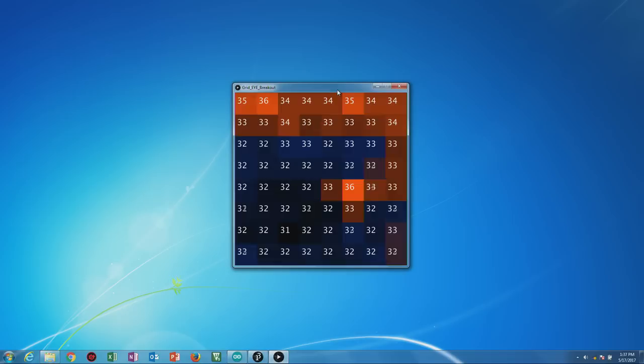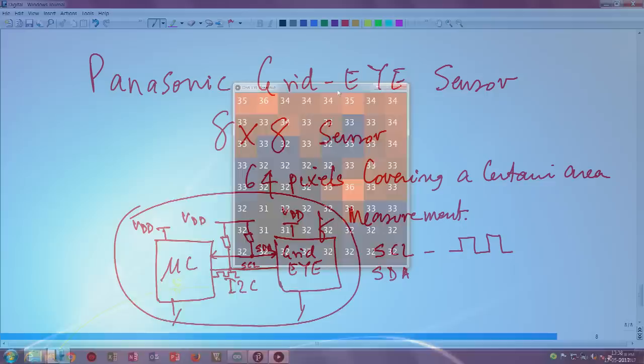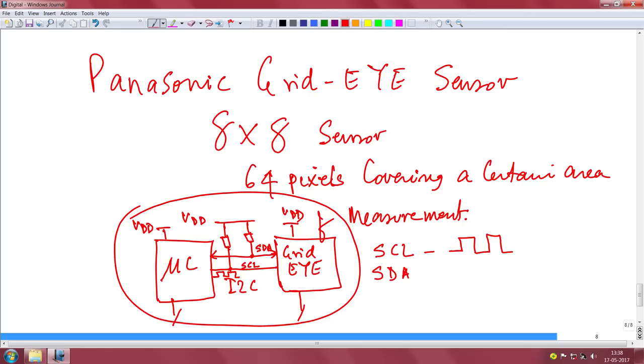For example, the first pixel element is changing by 1 degree, 35, 34 and so on. The second pixel element is actually changing to 36, and so essentially this is giving you an array of temperature values over which it is measuring the temperature. Now you may ask, what is the specification of this kind of grid eye sensor? For that, let us put down the most important specifications that you may have to look at.